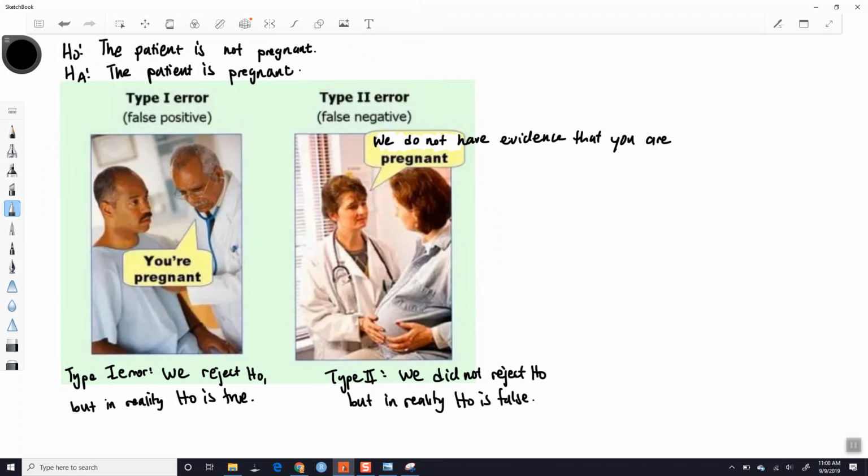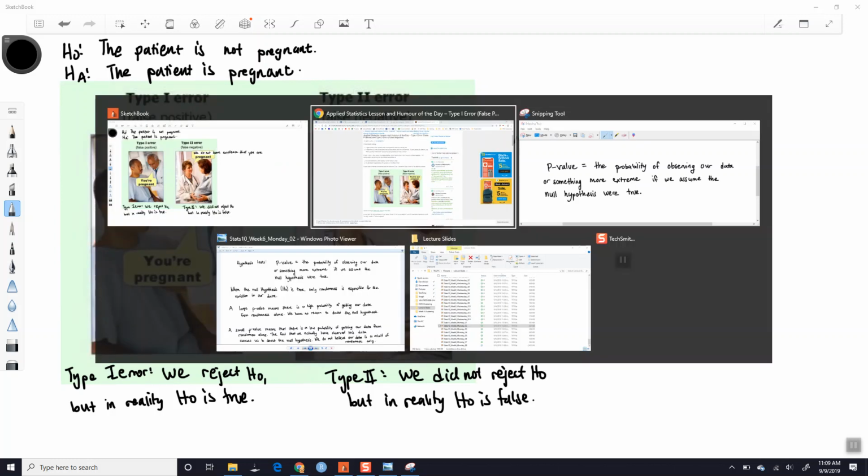So that would be the type 2 error, okay? If we say we do not have evidence to reject the null, but in reality, obviously this woman is pregnant, or at least putting a basketball under her shirt. Versus if we say you are pregnant, okay? So that's what we have there.